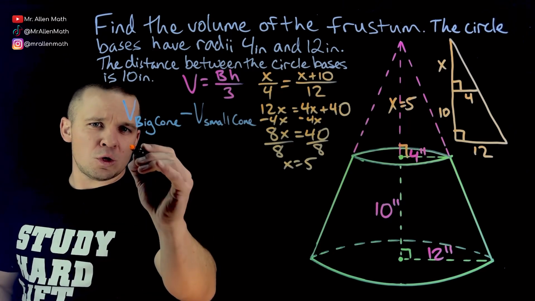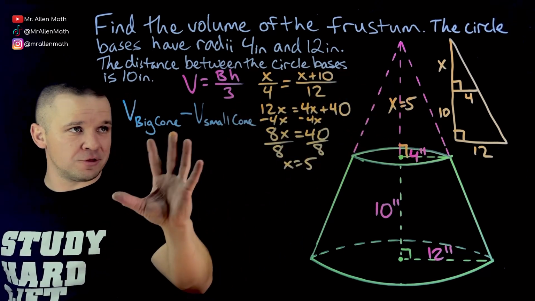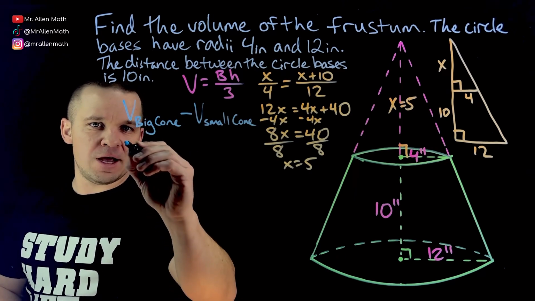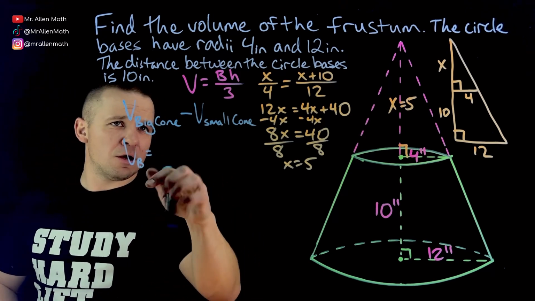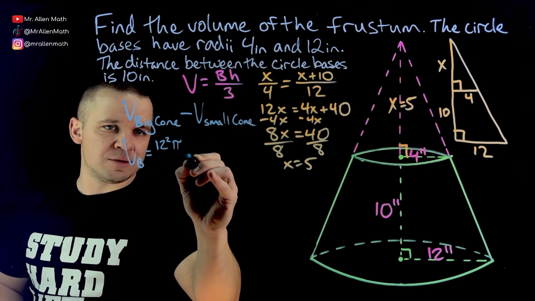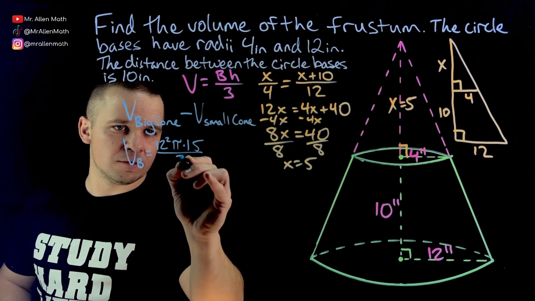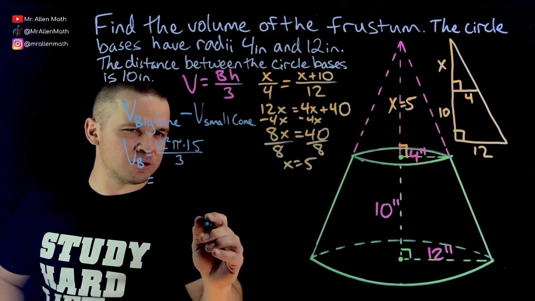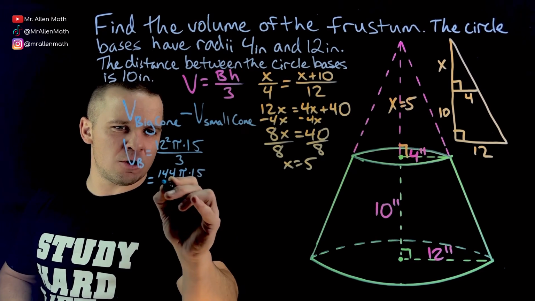So we'll call it V. I shall do a different color here. We'll keep the pink for the small cone. I'll do blue. V big cone equals, and then let's see here. We said area of the base, so that's 12 squared times pi times my height, which is 15, all over 3. Excellent. Okay, and then let's finish this out. So 12 squared is 144. 144 pi times 15 over 3.